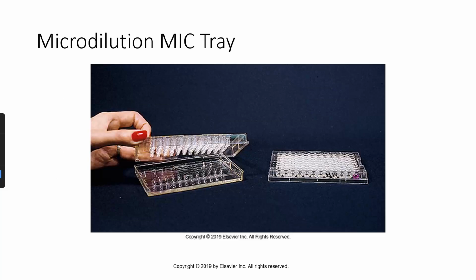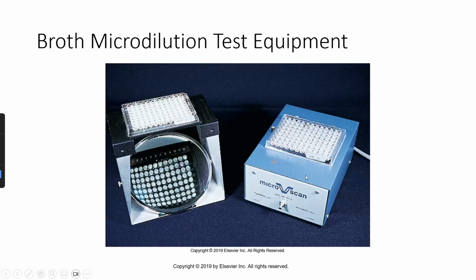So this is what those dilution trays look like. It's typically a 96 well plate. And then these are broth microdilution test equipment. We would put the bacteria in each one of these wells, and then this magnifies each one of those wells so that we can manually read it. This is a very old version of the equipment that we have in the lab, this MicroScan. The MicroScan is an automated instrument that will read the levels of turbidity in each one of those wells for us and then report out the MIC for each different antibiotic that has been tested.